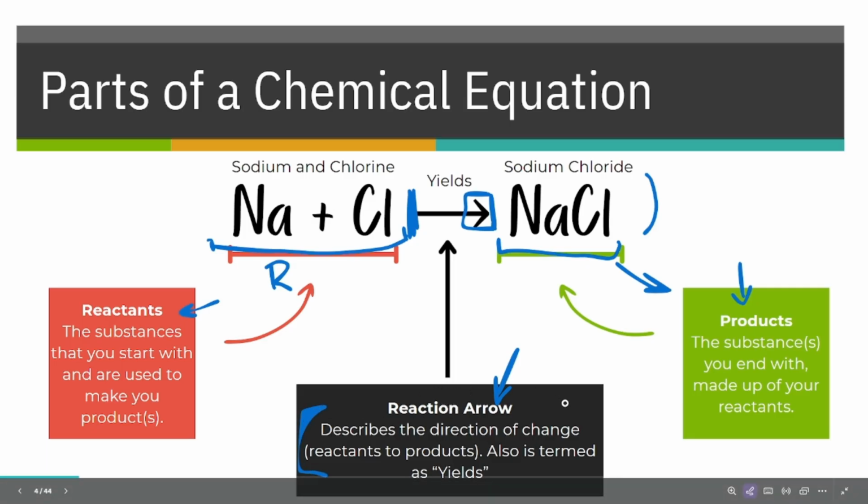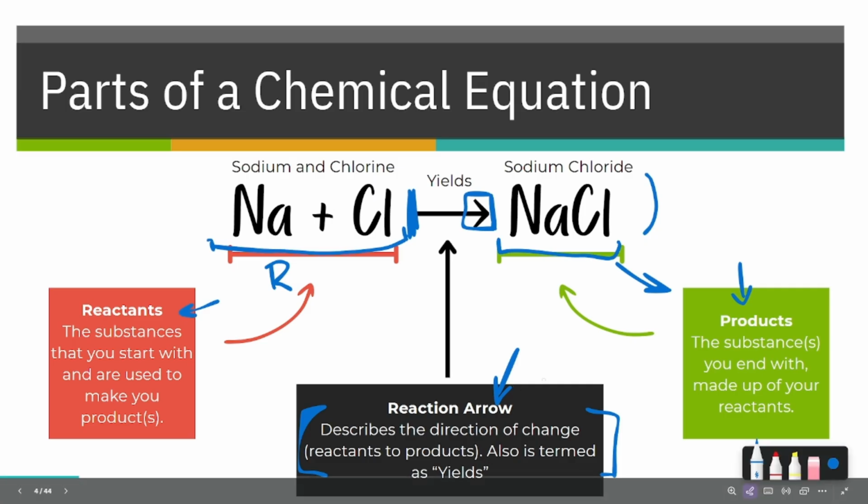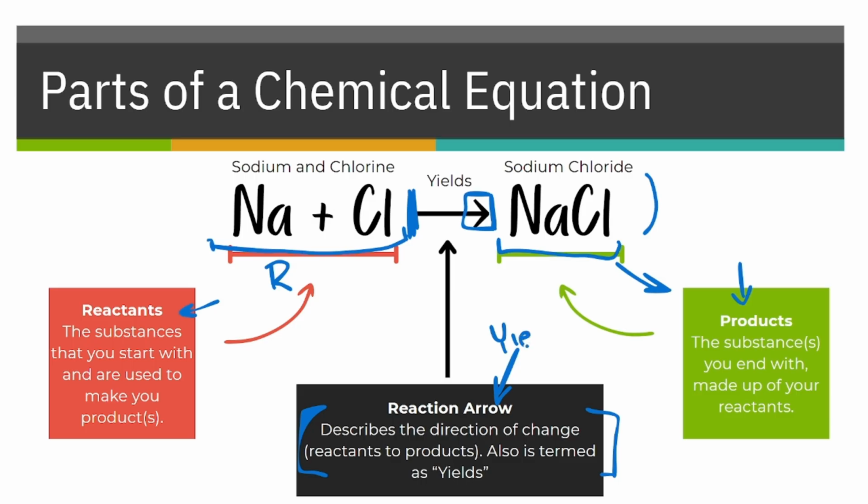I use this description often to describe what this arrow signifies. In this case, we're looking at the overall direction of change, as well as what we are creating. So that's why we recognize it as a yield arrow. In this situation, we are simply looking at the story that is written, taking our reactants and forming or yielding an overall product.